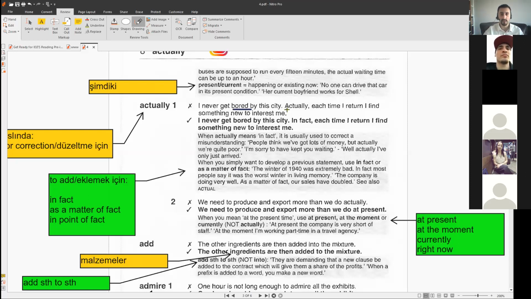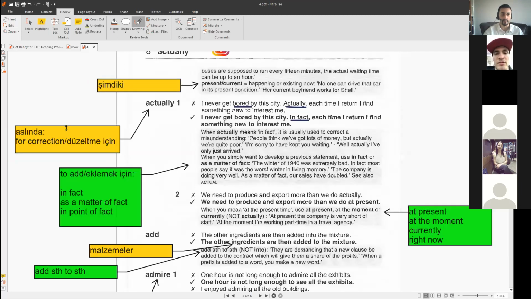So what are the differences? As you see here, we have actually and in fact. Actually here is wrong. Why? What is the meaning of actually? Let me zoom out a little bit, and you can see it. Actually here in Turkish means aslında, for correction, or düzeltme için. So whenever you want to say something, actually helps you to give correct information. For example, when actually means in fact, it is usually used to correct a misunderstanding.